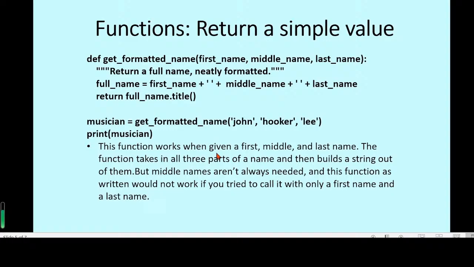This function works when given a first, middle, and a last name. The function takes in all three parts of a name and then builds a string out of them. But middle names aren't always needed, and this function as written would not work if you try to call it with only a first name and a last name. So this function does not work when people have no middle name to input.